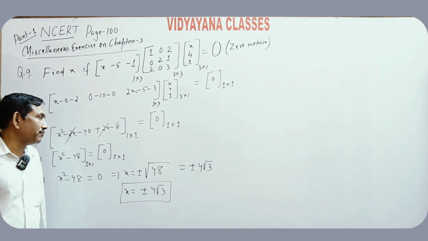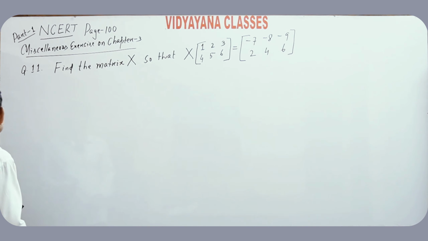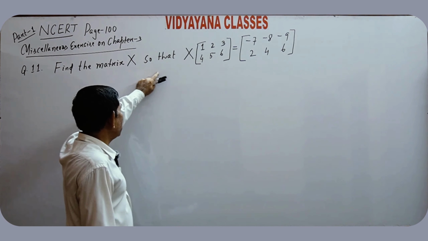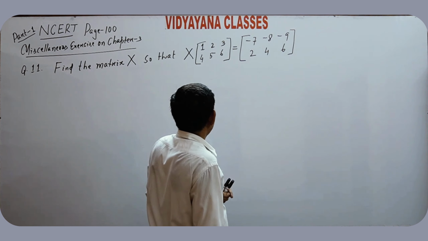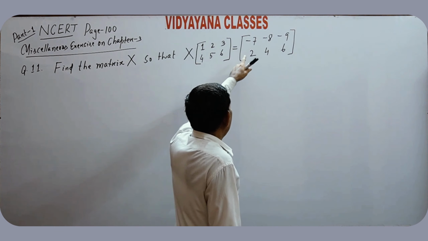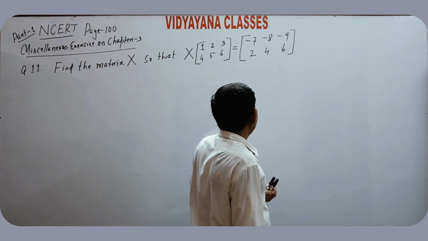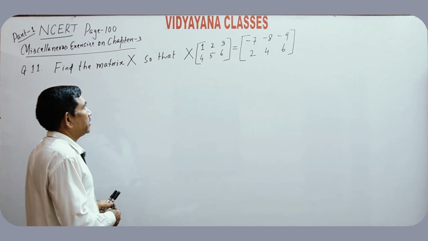Write down. Question number 11. Find the matrix capital X so that capital X into matrix having elements 1, 2, 3, 4, 5, 6, is same as matrix having elements minus 7, minus 8, minus 9, 2, 4, 6.